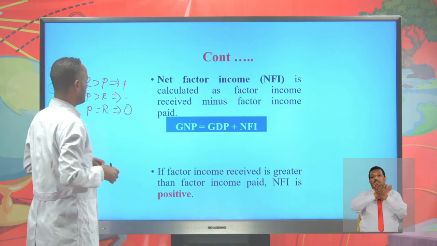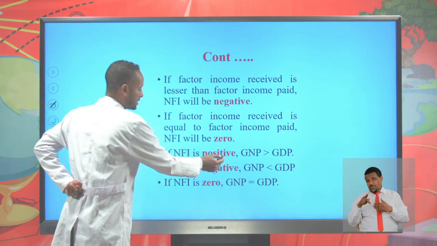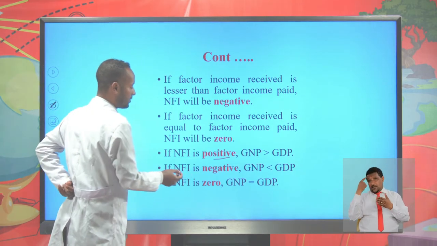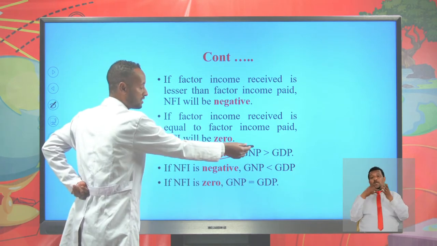And if the factor income paid equals the factor income received, in this case, the net factor income will be zero. Now, let's see the effects of the changes in the net factor income on the relationship between the GDP and GNP. If the net factor income is positive, that means the factor income received is greater than the factor income paid, then GNP is always greater than the GDP.